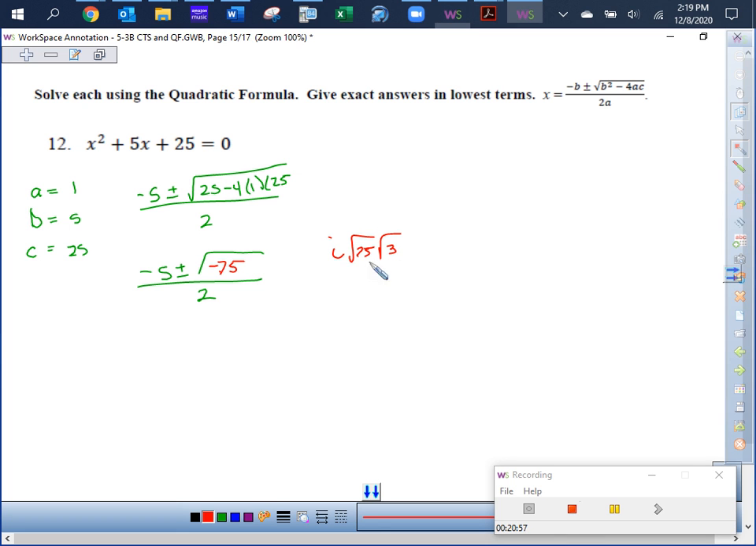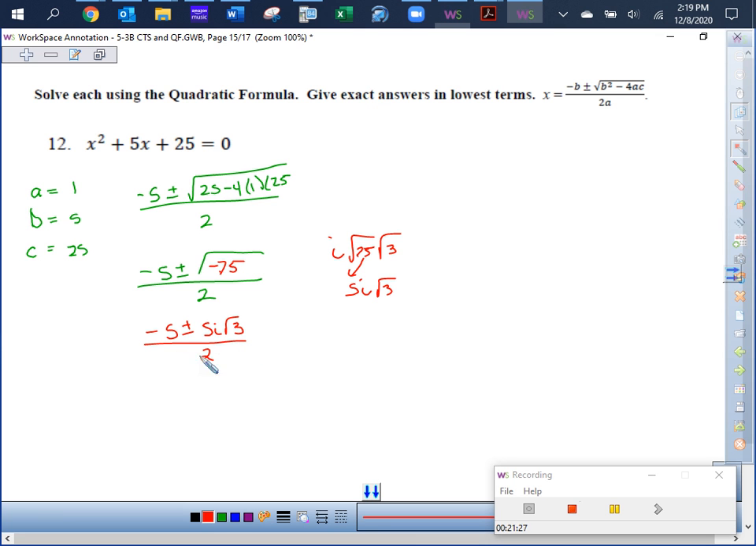If you don't need to do this anymore, I don't care about you showing that work. You're not a rookie when it comes to simplifying radicals. Some of you need it, some of you don't. But doesn't that turn into a 5 right here? Square root of 25 is 5. My pen's not working, sorry. Then there's an I with it, and then the square root of 3. So remember, I comes after that. We don't say I5, we say 5I. So it's negative 5 plus or minus 5I square root of 3 all over 2.